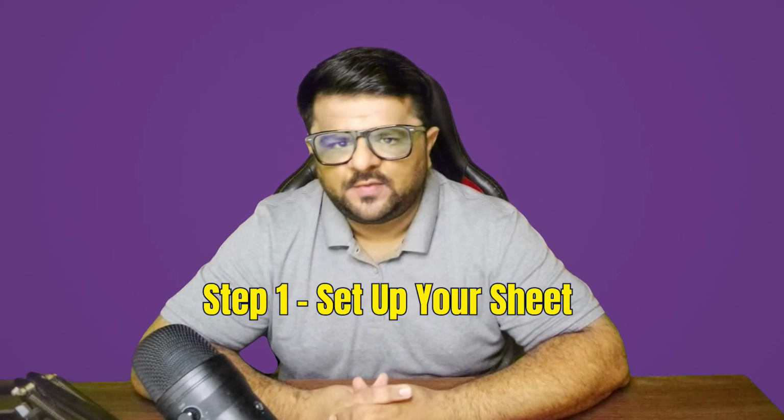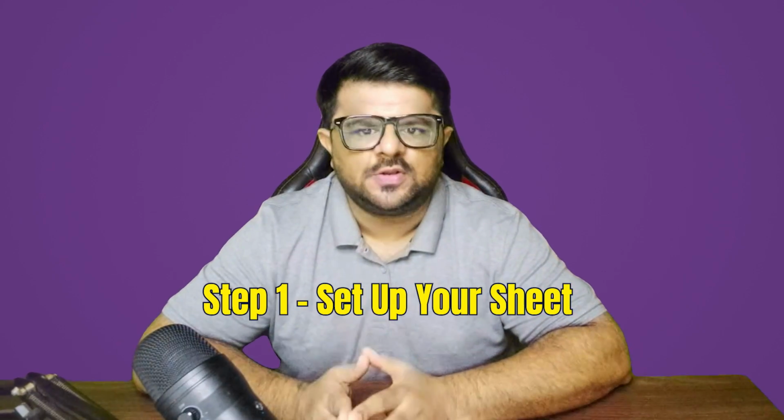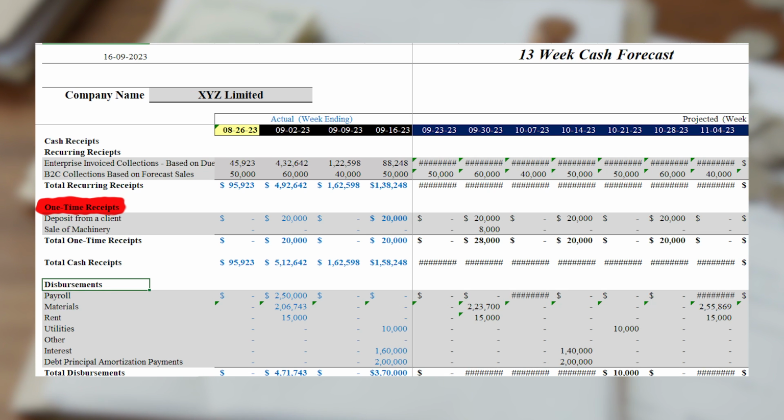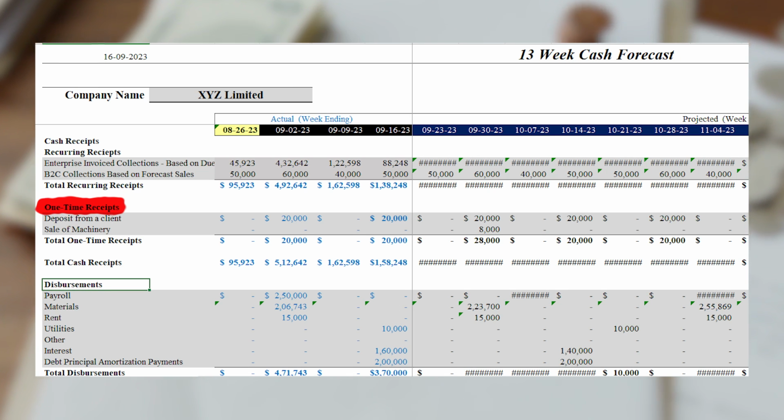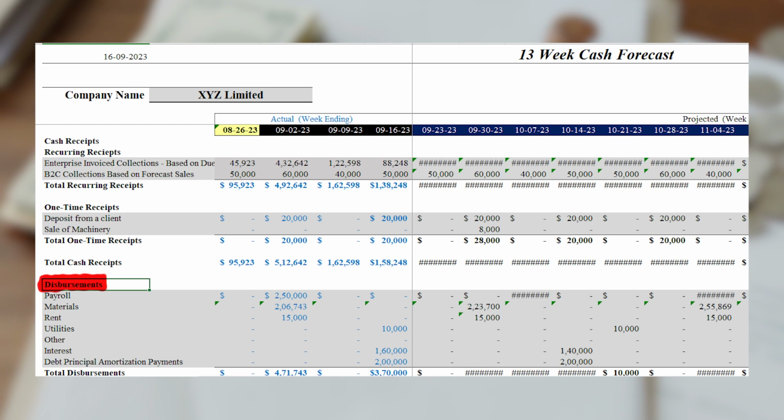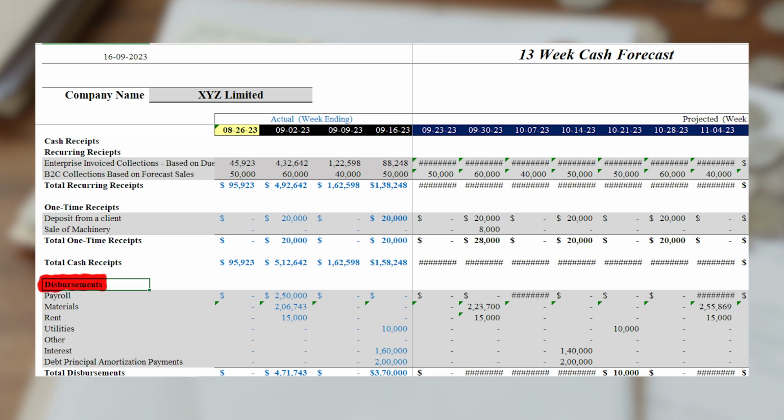Alright, let's get into how building a weekly cash flow forecast isn't as complicated as it sounds. Here is a simple step by step breakdown. In step number 1, you set up your Excel or Google Sheet. Across the top, list down your weeks, usually 13 weeks ahead. Down the side, you break your cash flow into two main parts. The first one is the cash inflows, which is usually customer payments, interest income, refunds, etc. And second is the cash outflow, which is payroll, rent, vendor payments, loan repayments, etc.